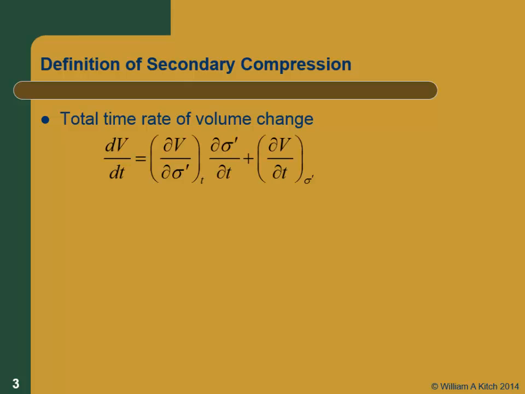I think this is a review, but the total volume change as a function of time is the volume change that occurs because of a change in effective stress plus the volume change that occurs at a constant effective stress. And by definition, that first part is primary consolidation and the second part is secondary compression.